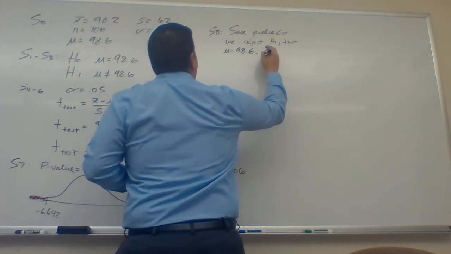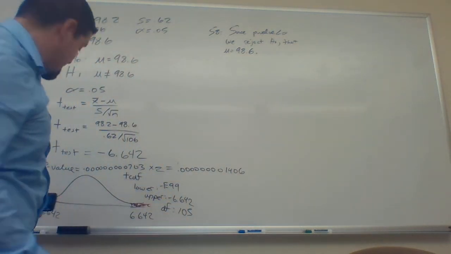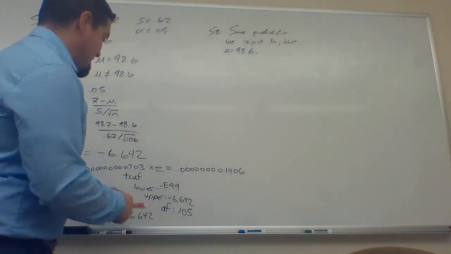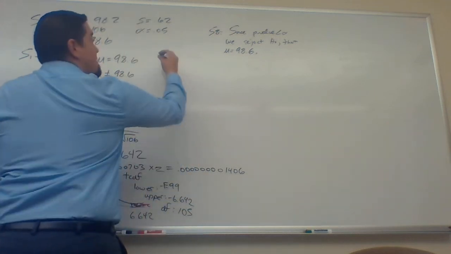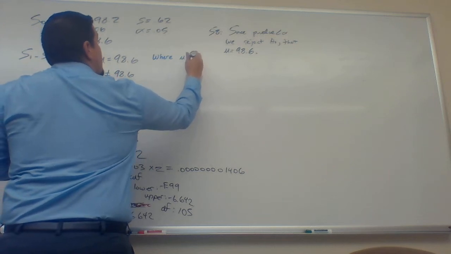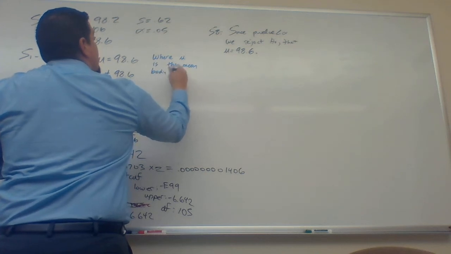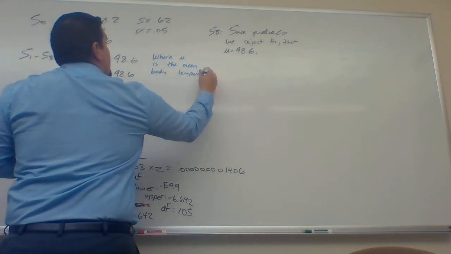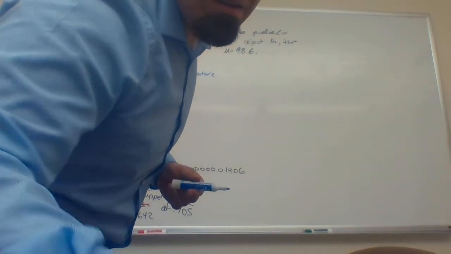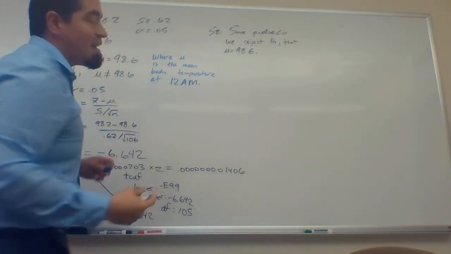Now, you might be thinking, well, hold on a second, huh? This biostatistics professor doesn't know what he's talking about. Consider we didn't write what the mean is. If we look carefully back at the problem, we should have written it. Where mu is the mean body temperature at, I want to say 12 noon, or 12 a.m. Okay, well now maybe I'll believe this.